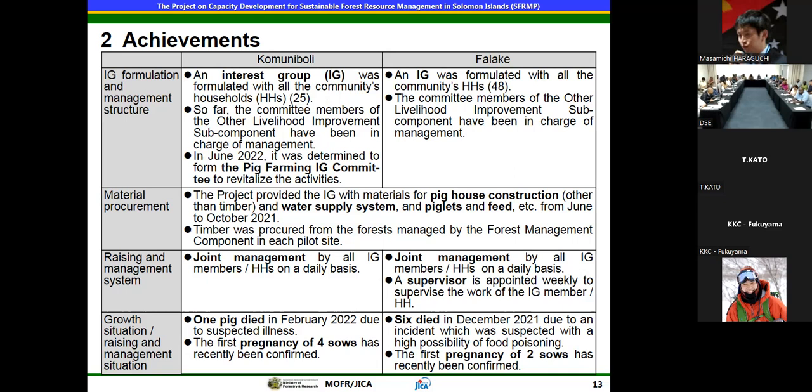Growth situation, raising and management situation. For Komuniboli, 1 pig died due to illness, and currently there are 4 pregnant sows in Komuniboli. For Falake, last year 6 died. It was anticipated to be due to food poisoning, so 6 pigs died. Currently, 2 are pregnant.